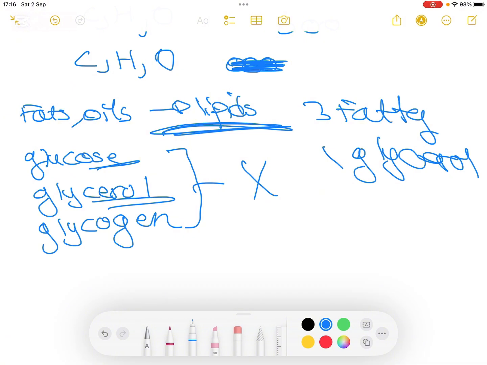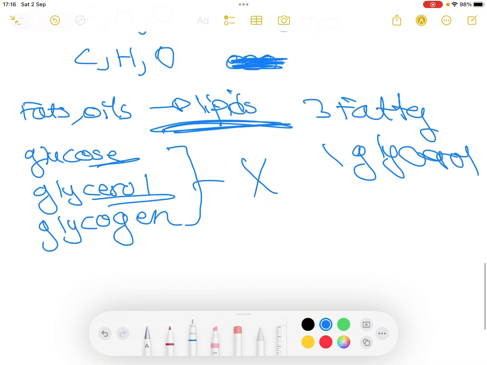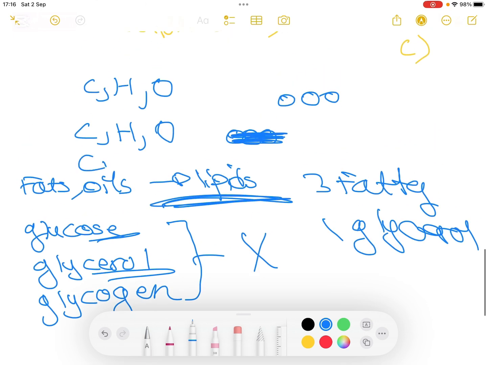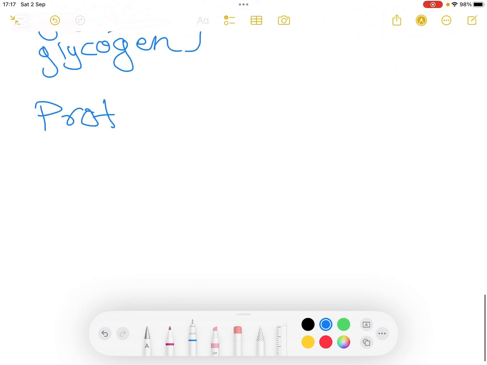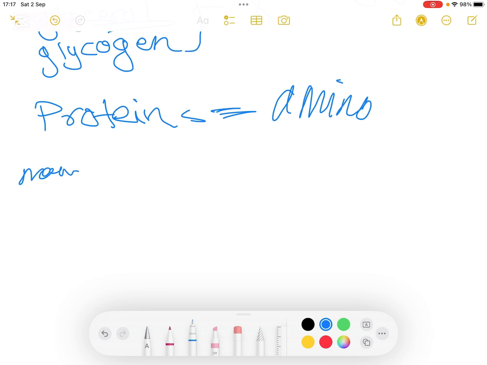Okay, so the ethanol emulsion test is used to detect the presence of fats and oils, and proteins contain the elements C, H, O, and nitrogen, which is N. A protein molecule is made of many amino acid molecules combined in a long chain. So basically, many amino acids make up protein.